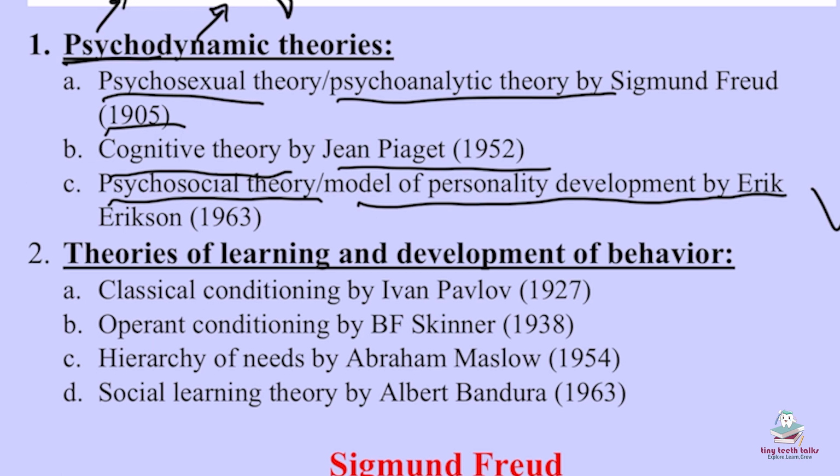Then the second group is theories of learning and development of behavior. So these theories include how we learn things like behavior, knowledge, or habits. So basically psychodynamic theory is about inner mind forces, and theories of learning are about ways we pick up new information and skills. So in theories of learning: classical conditioning by Ivan Pavlov in 1927, operant conditioning by B.F. Skinner in 1938, hierarchy of needs by Abraham Maslow in 1954, and social learning theory by Albert Bandura in 1963.